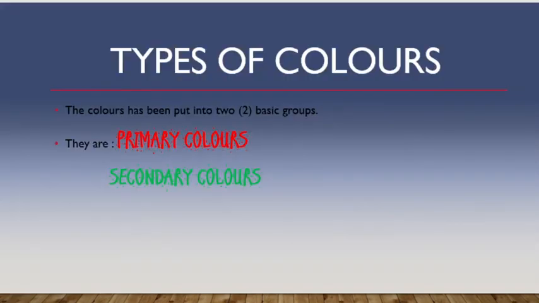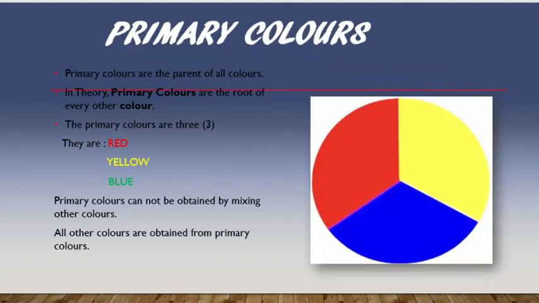Let's move straight to the types of colors. At our level, we'll discuss only two types of colors. We'll talk about the primary colors, and we'll also talk about the secondary colors. I believe you all know what these colors are. At your level, you should be able to tell the definition for primary colors, and then the definition for the secondary colors. Let's see.